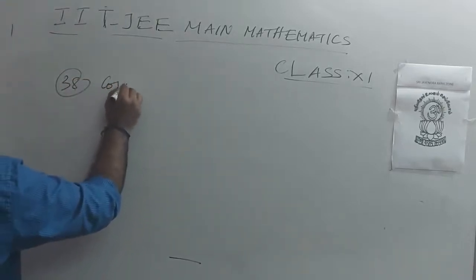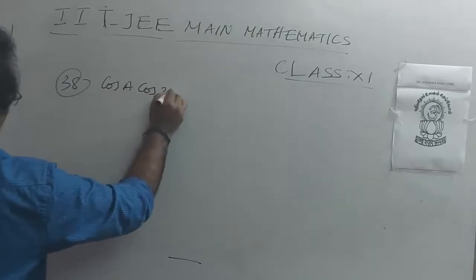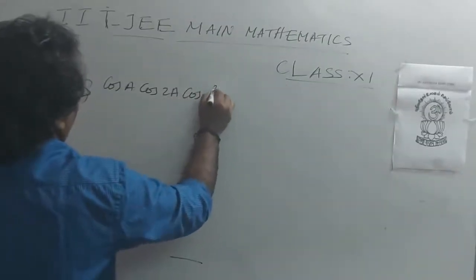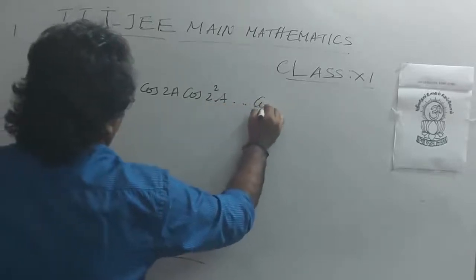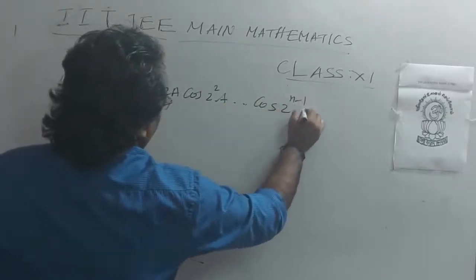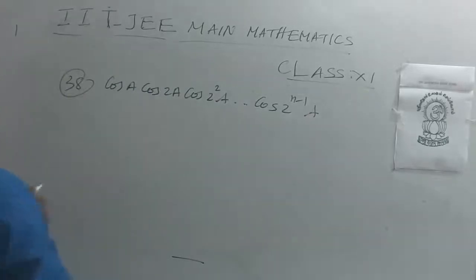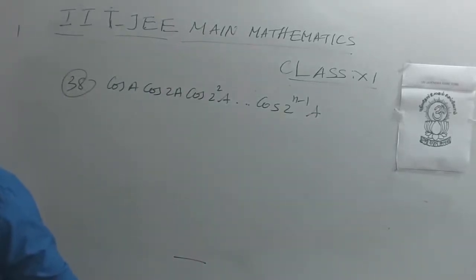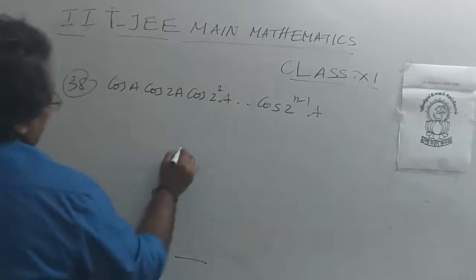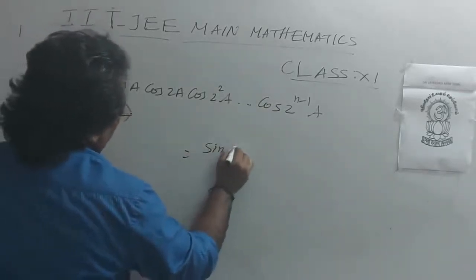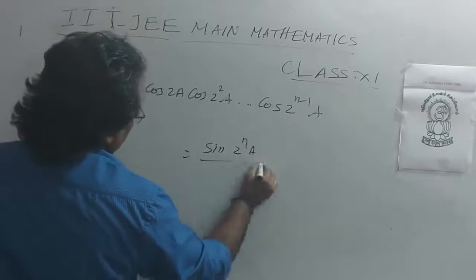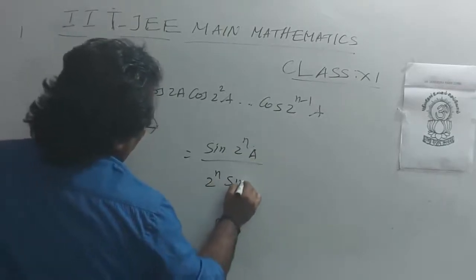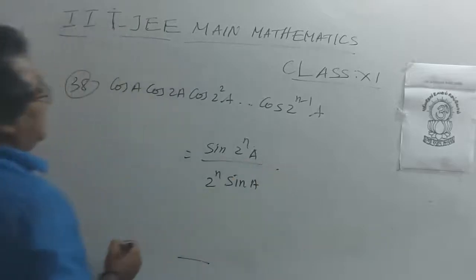Cos A, cos 2A, cos 2 squared A, etc., cos 2 power n minus 1 A. But there will be n terms, that is equal to sin 2 power n A divided by 2 power n sin A.